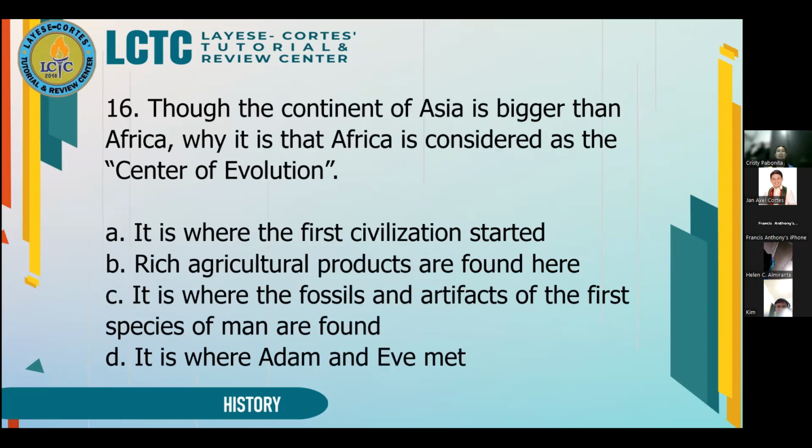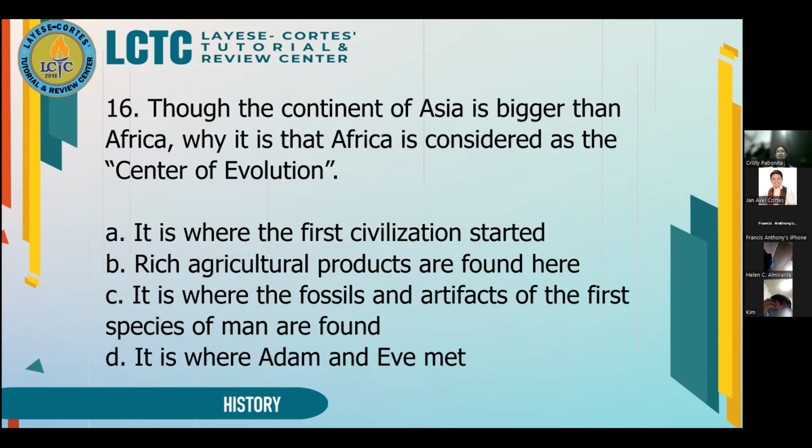16, history. Though the continent of Asia is bigger than Africa, why is it that Africa is considered as the center of evolution? This is geography. Though Asia is bigger compared in land area, why is Africa the one considered as the center of evolution and not Asia? Asia is the cradle of civilization. Africa is the center of evolution.